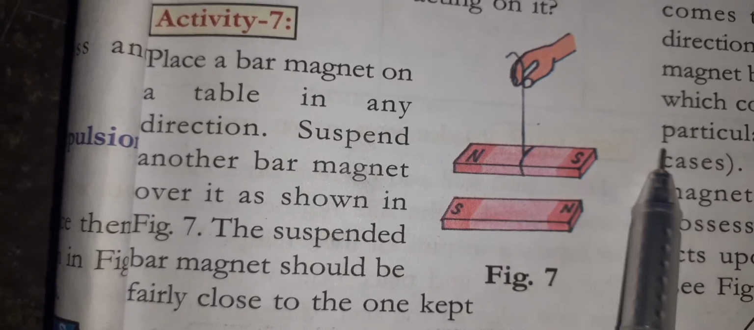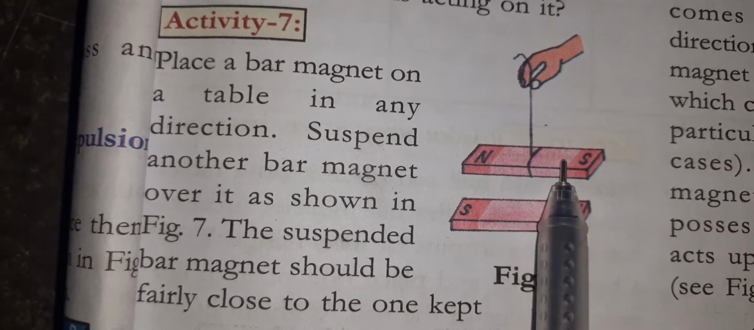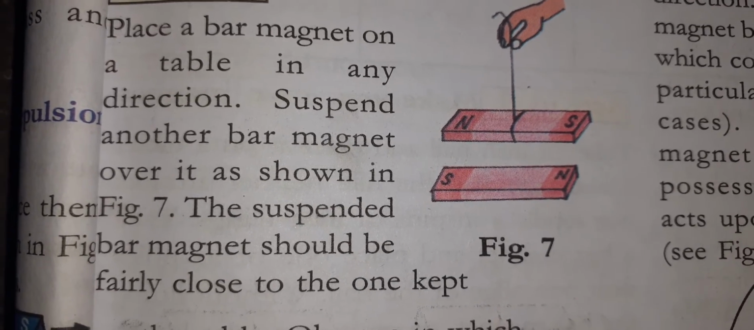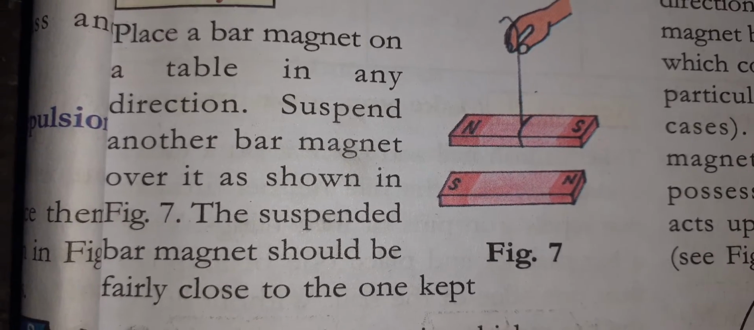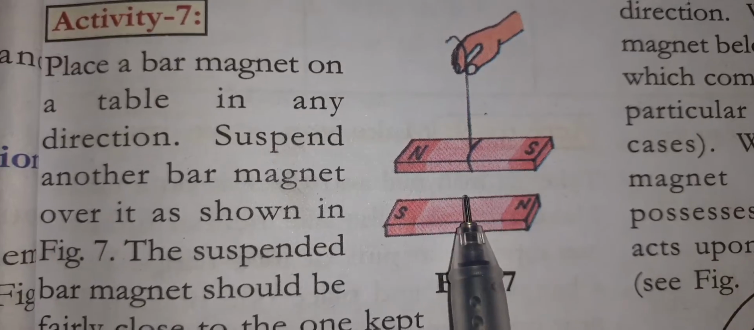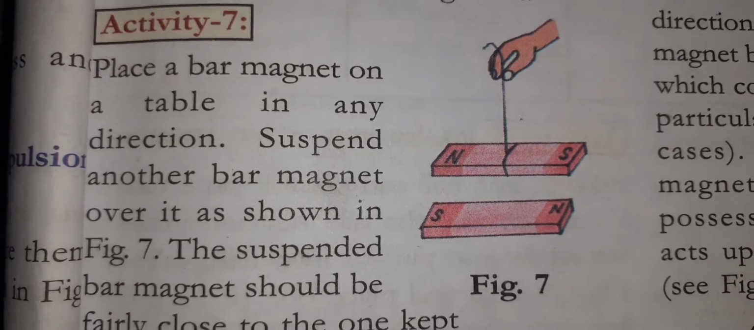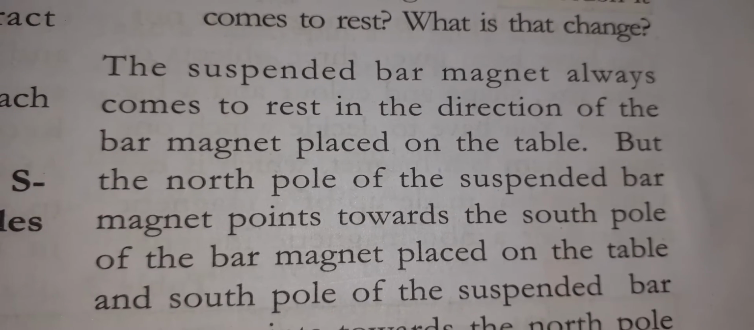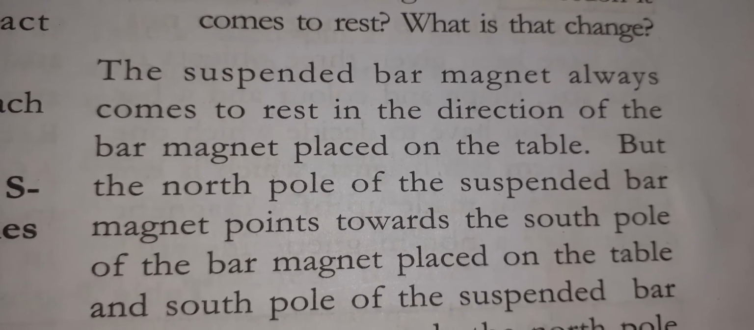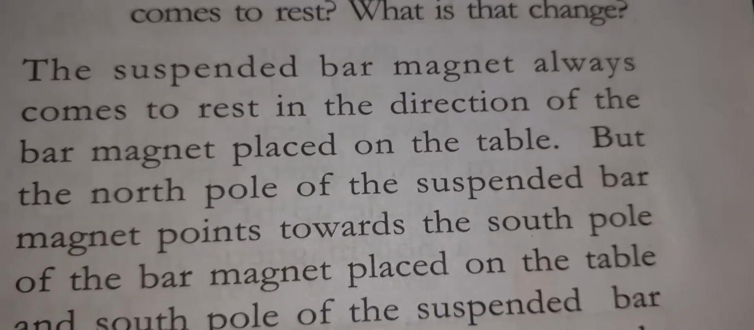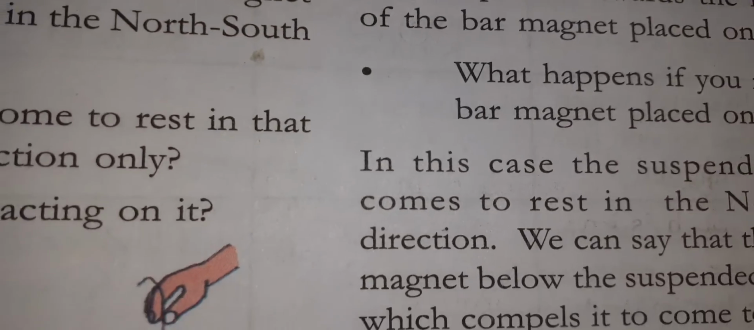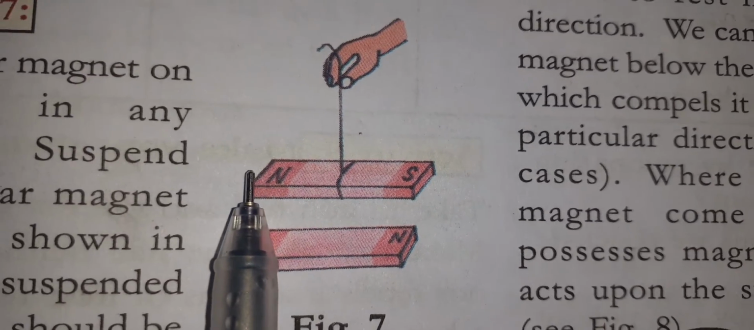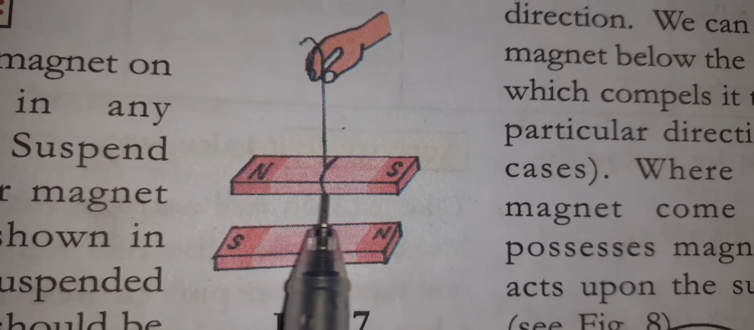After that, we have to suspend this bar magnet, just like you see here in the figure. The suspended bar magnet should be fairly close to the other one kept on the table. The suspended bar magnet always comes to rest in the direction of the bar magnet placed on the table.